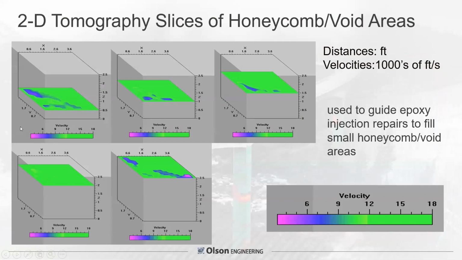So in software, you can slice the data. Again, it was done in horizontal planes, but the slow velocities are down into the blue colors, and the good velocities, as you can see in these color scales, of thousands of feet per second, basically 11, 12,000 feet per second and higher. So this was showing where the honeycomb void was in these different cross sections. Here's one where there was no void, it was solid. So this allowed the contractor to guide the epoxy injection repairs by drilling into these areas to fill these small honeycomb and void areas with a good epoxy.